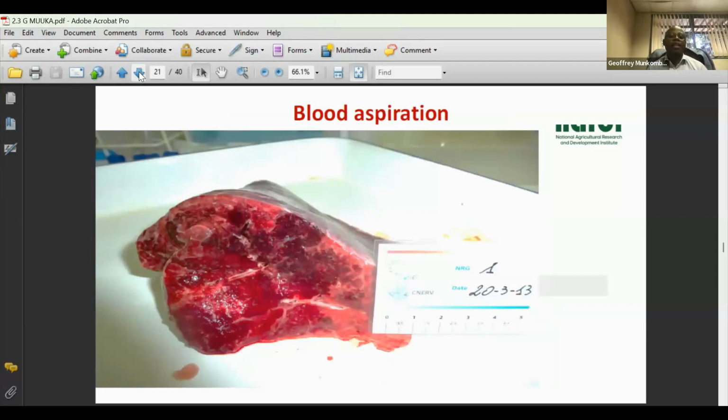It's the same slide, just this one has been cut so that you can actually view it from the cut side, but it is typical of aspiration, so you can see the blood consistency that you find in the lung. Next slide, please.